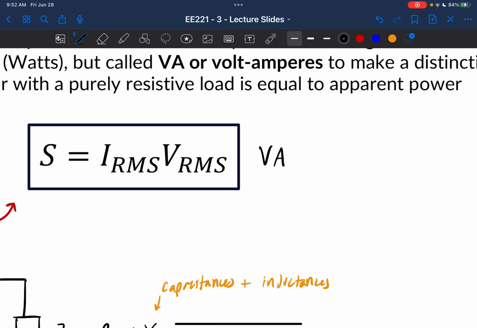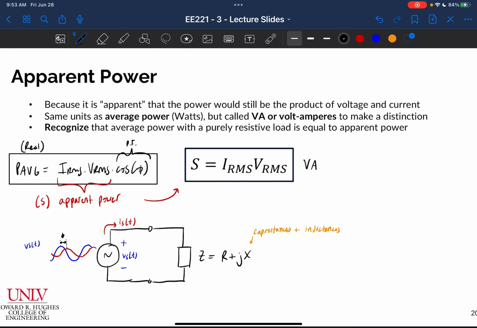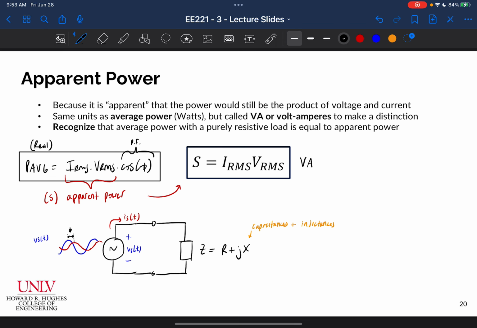So if you ever see something in units of volt amperes, then you know that we're talking about the apparent power and not the real power. And so you may still be confused. What is the difference between apparent power and real power? We haven't talked about the power triangle just yet. I'm going to get there.